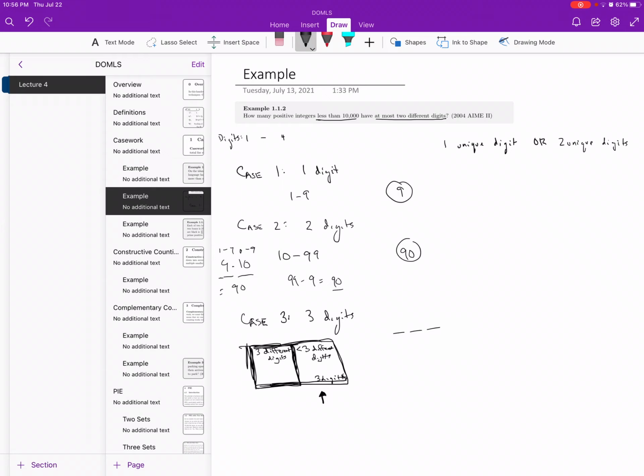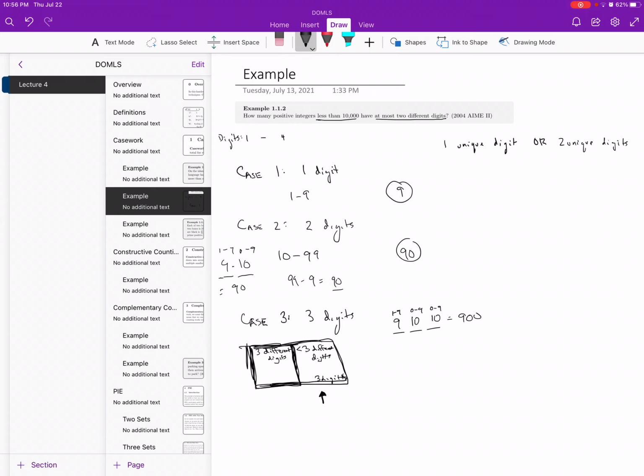Using our multiplication principle, there's 9 ways for the first digit, not 0 through 9. It can be 1 through 9. There's 10 ways for the second digit because it can be 0 through 9. And there's 10 ways for the third digit because it can be 0 through 9. Now, the reason the first digit can't be 0 is because otherwise we get a 2-digit number or a 1-digit number. So in total we have 900 3-digit numbers.